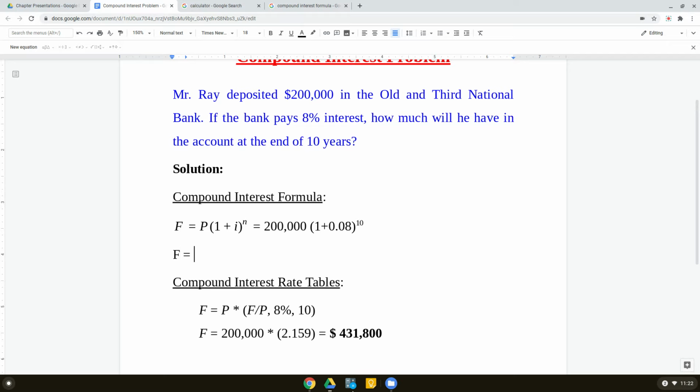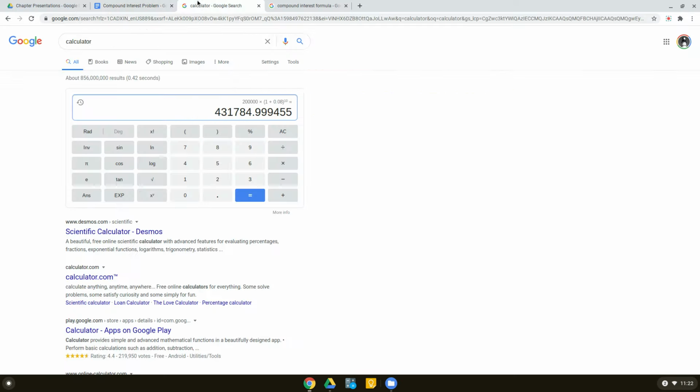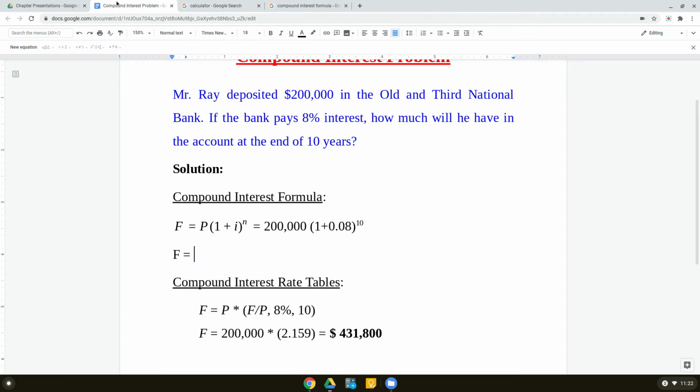F is equal to, and we got 431,785 dollars. That much money Mr. Ray will have in his account after 10 years.